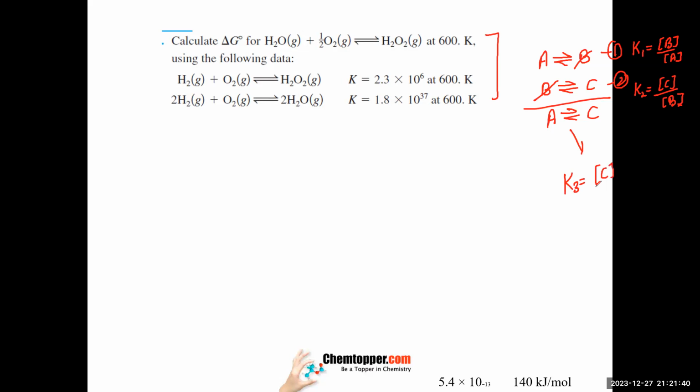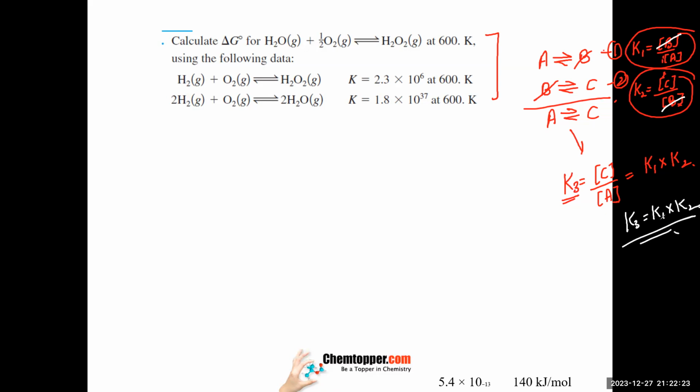K3 is concentration of C over A. When you add two reactions, the new equilibrium constant is the product of the equilibrium constants of the reactions which you have added. I added 1 and 2. Look at K1 and K2. When you multiply these two, B and B cancel and you are left with C over A. So K3 is K1 times K2.